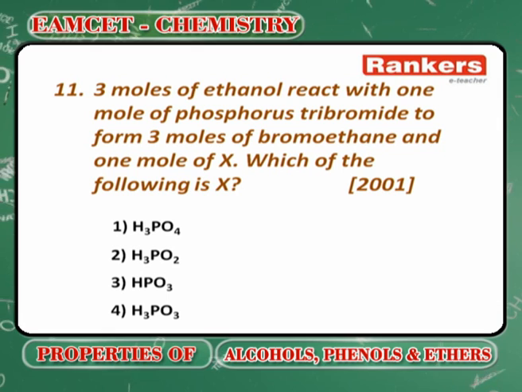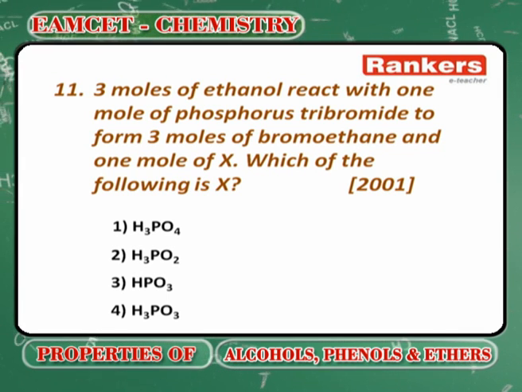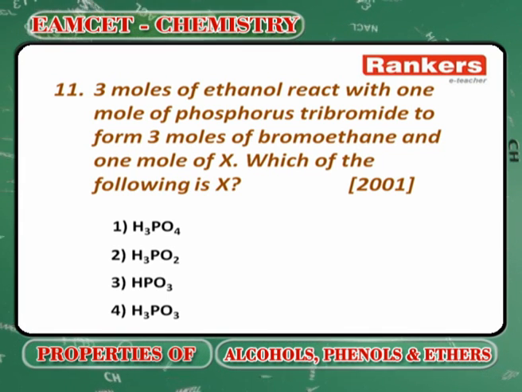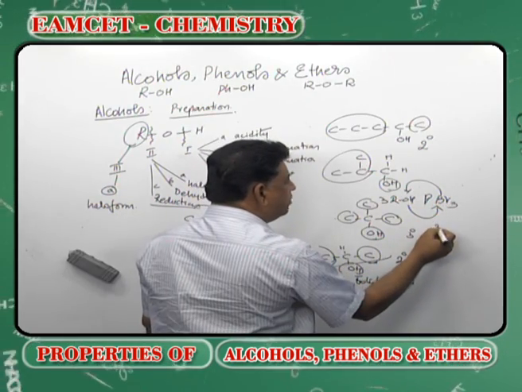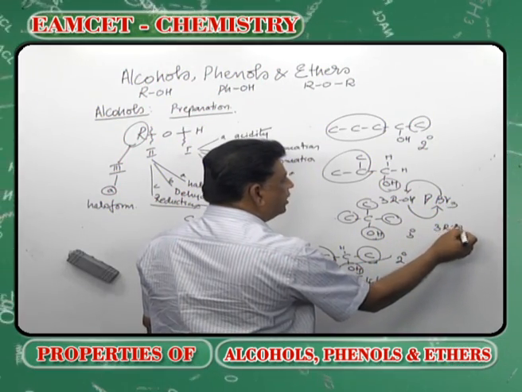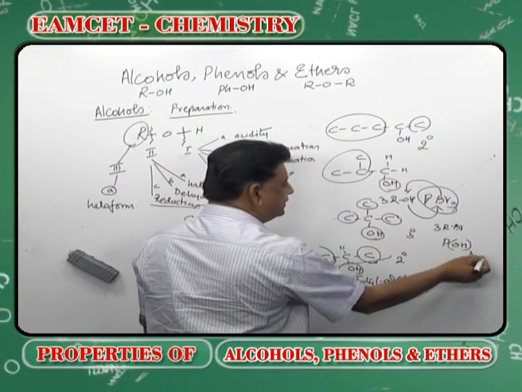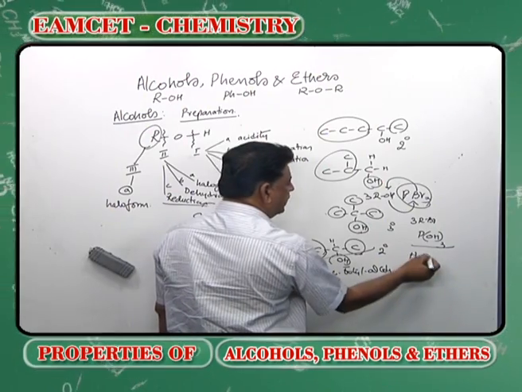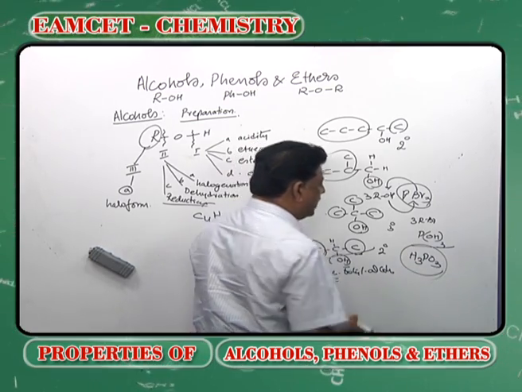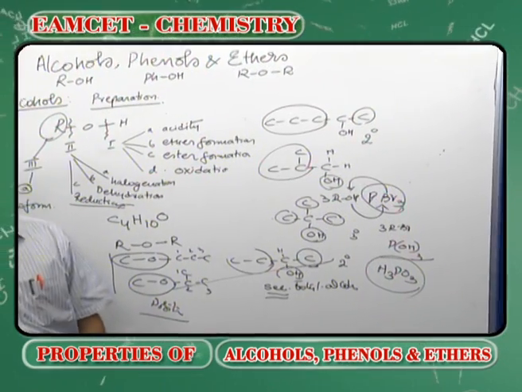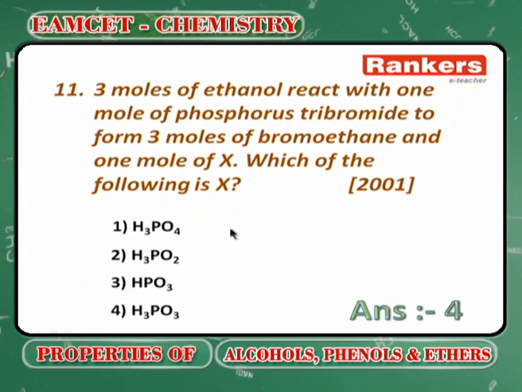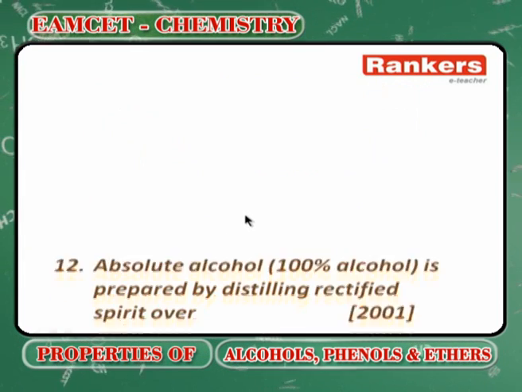You have to balance like this: all OHs will go here and all Brs will come here. So 3 moles of RBr will be formed, but what about the P? P will get the 3 OHs. This is nothing but H3PO3. H3PO3 is called phosphorus acid, that is the 4th option, right.